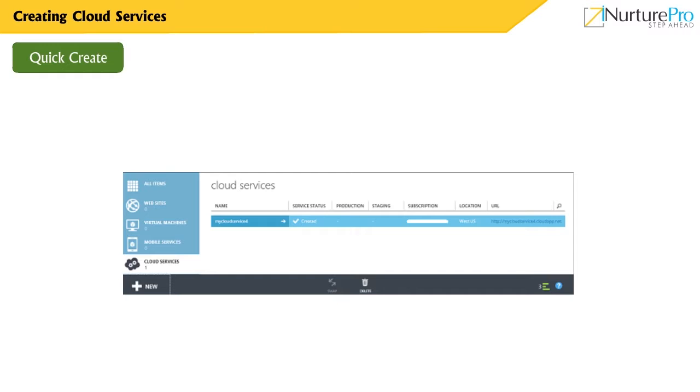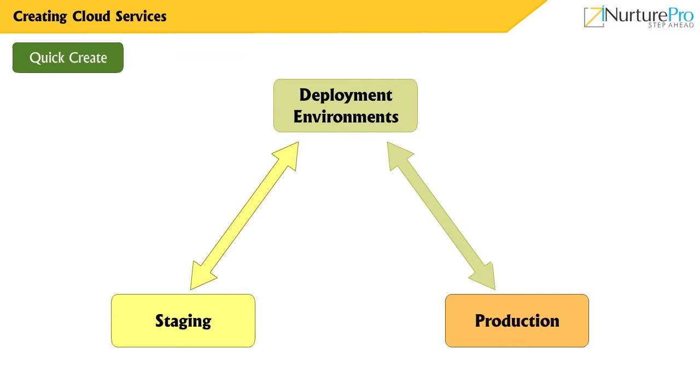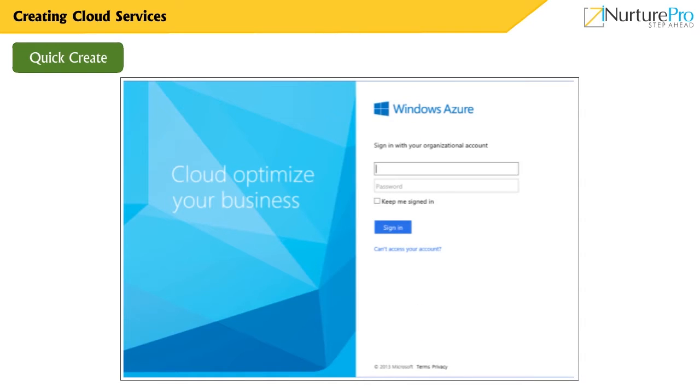The cloud service area is displayed with new cloud service options. Also, observe changes created in the cloud service. Azure consists of two deployment environments in cloud services: staging and production. First, let's understand the staging of the development environment.